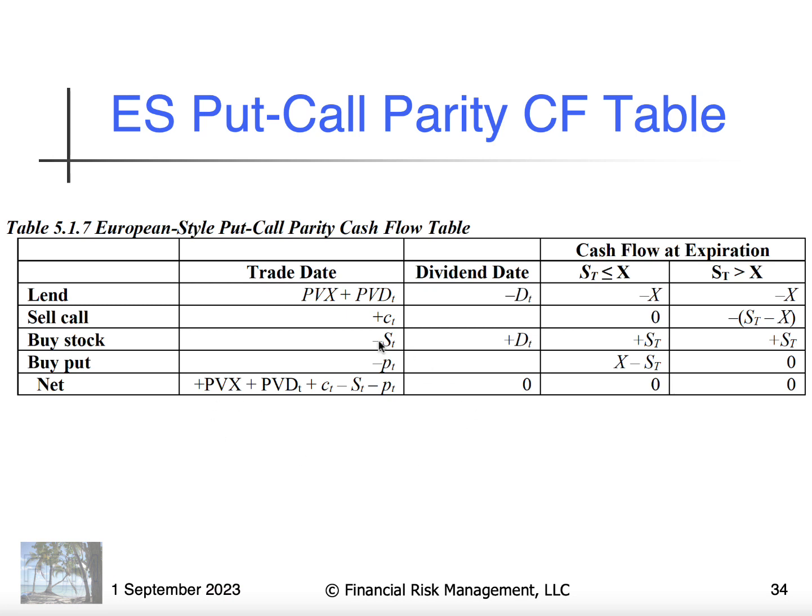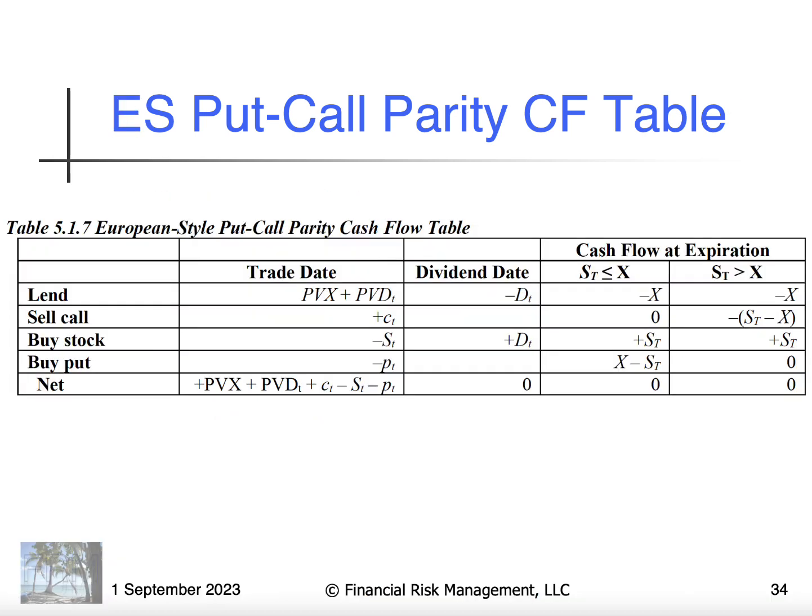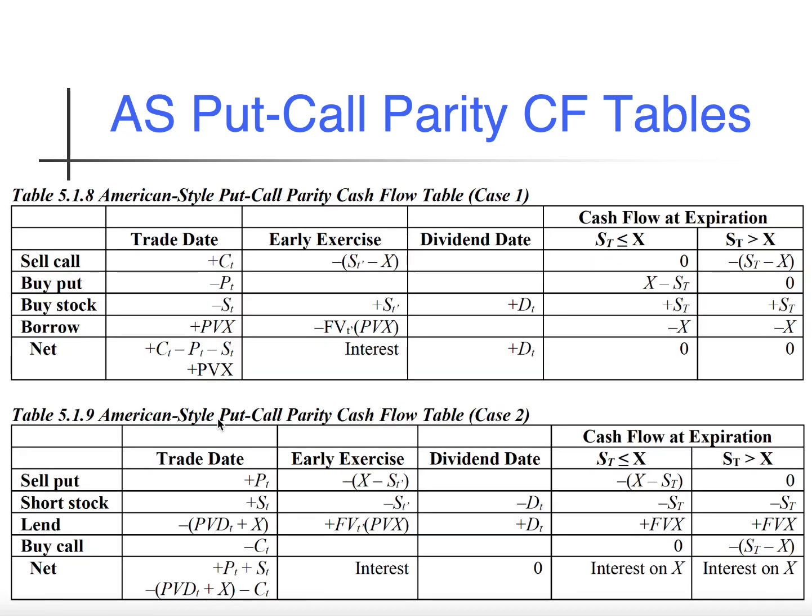So if the sum of these values is positive, then execute this trade. If the sum of these values is negative, then you should do exactly the opposite. So if the sum of these values is negative, then I'm going to borrow money, buy the call, short sell the stock, and sell the put. And I'll turn that negative into positive.